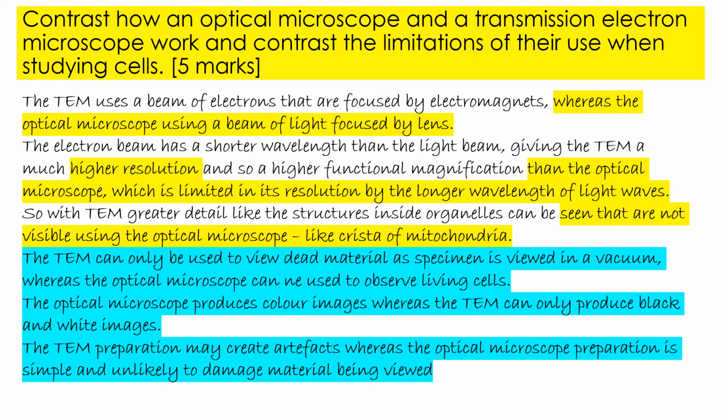Okay, so having a look at the additions that you should have made. So to get that mark point out of the first line, we wanted to contrast how they work. So they use a beam of electrons for the transmission electron microscope, whereas for the optical microscope, a beam of light. So there's actually a mark point for that, and a second mark point for what's focused. So in the transmission electron microscope, the beam of electrons was focused by electron magnets, whereas it was lenses for the optical microscope. Get a mark point there as well.